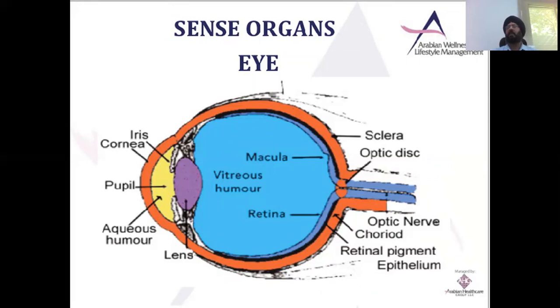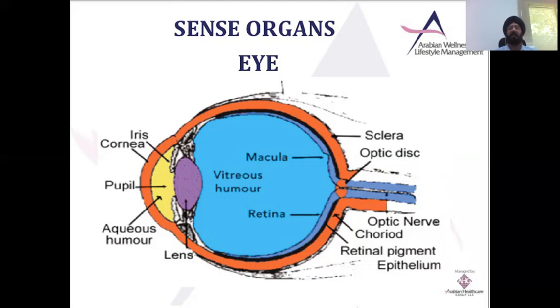Now, the sensory organs. There are various types of sensory organs. Various senses are there, like sight, hearing, smell, touch, taste. So first we will talk about the sight, the eye. The eye is a highly developed sensory organ which is responsible for analyzing the light stimulus and which makes us able to see things.